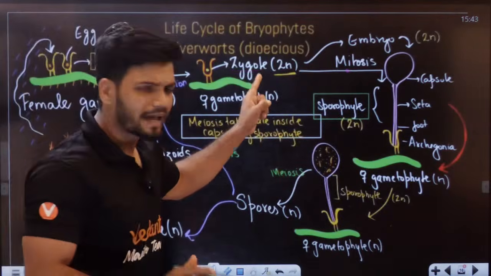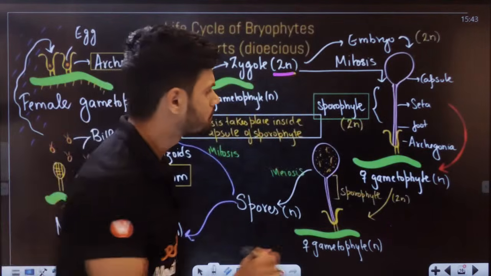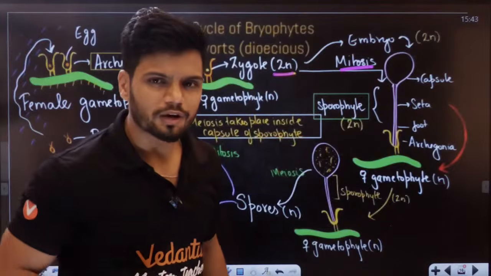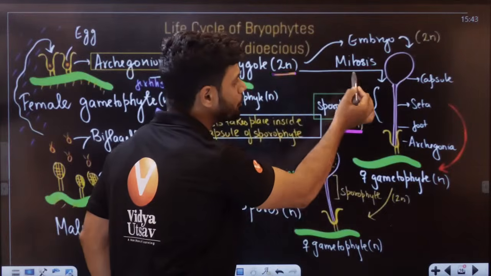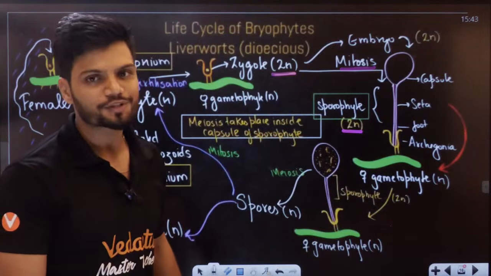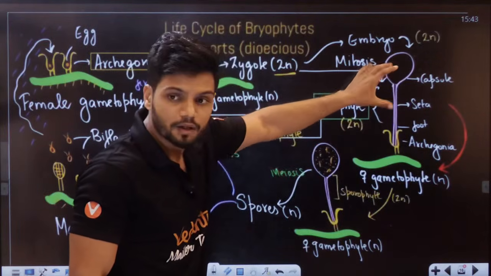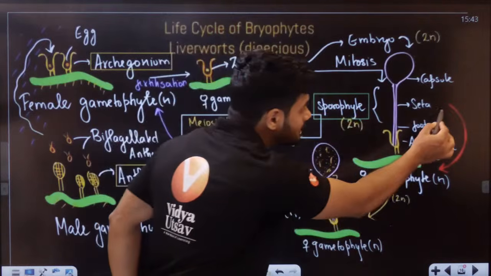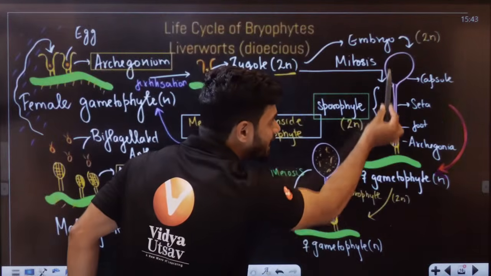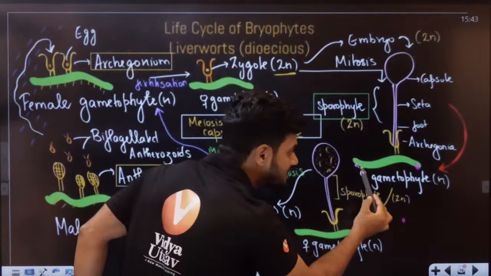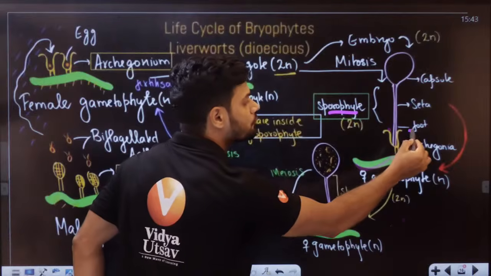Now all of you, zygote was diploid. Mitosis, no change in ploidy. So sporophyte का ploidy क्या होगा? Sporophyte will be diploid in nature. So ये भी diploid और ये भी diploid because of mitosis. So ये sporophyte बन गया ना, बड़ा सा sporophyte. This sporophyte is dependent on the gametophyte. देख रहे हो? इसी gametophyte के ऊपर ही sporophyte grow हो रहा है. And this sporophyte has three parts: foot, seta and capsule.